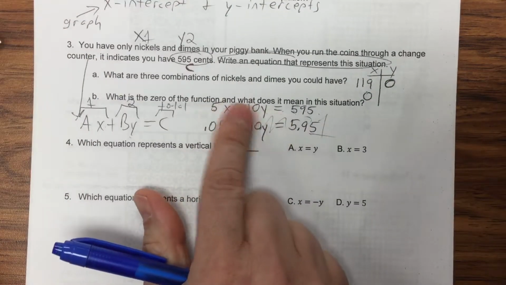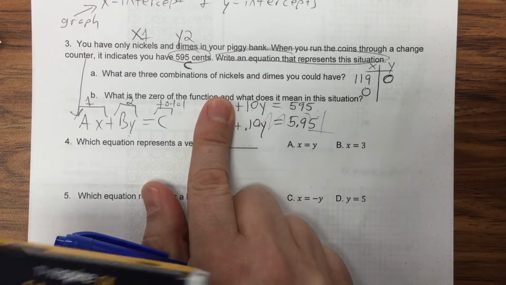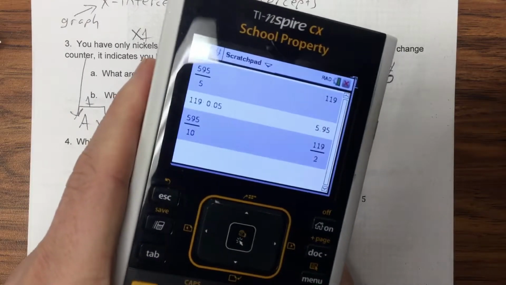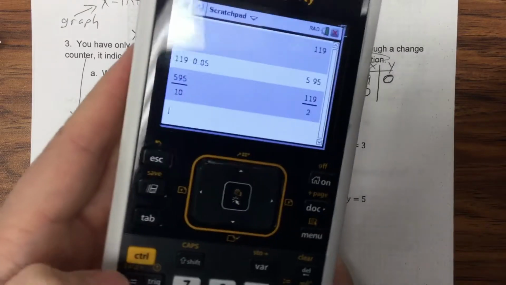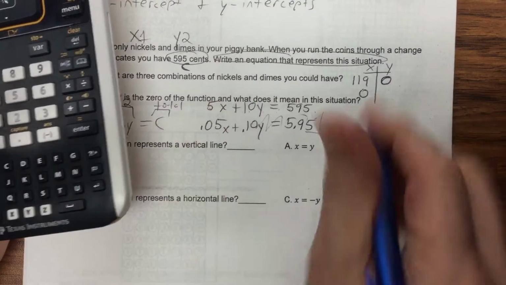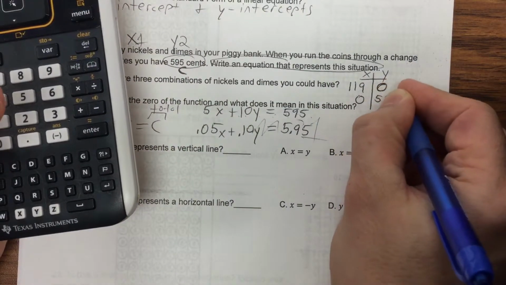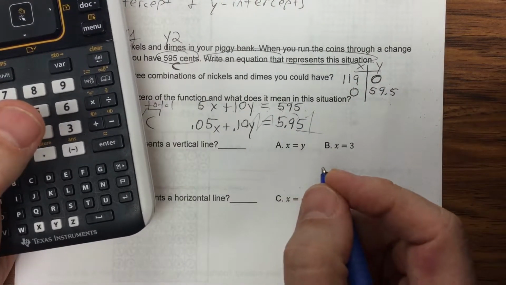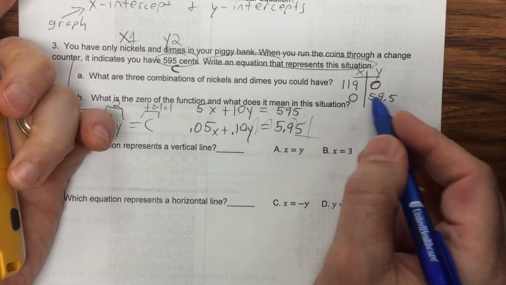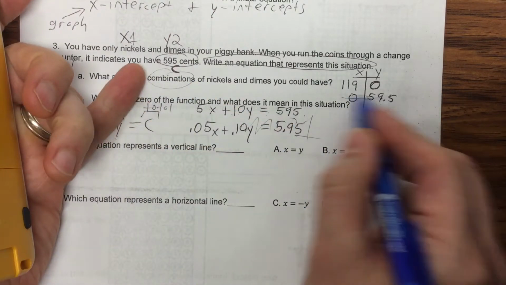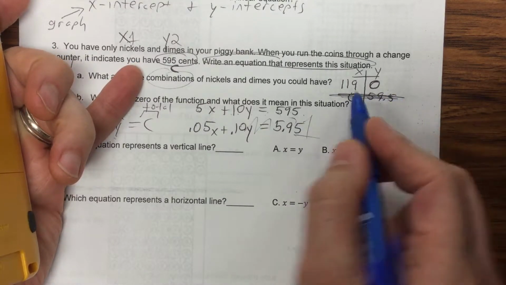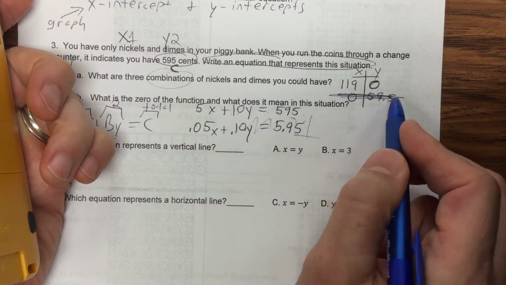Okay, let's do 595 divided by 10. What in the world is that? Let's go ahead and hit Control Enter to get my decimal. It's 59.5. That is 59.5 dimes, which we can't do in reality, right? So this is not a point that's a reasonable combination because you can't cut a dime in half in reality. So on the graph, can you graph it? Sure, you can graph it mathematically, but in reality you can't have half a dime. So that would not work.